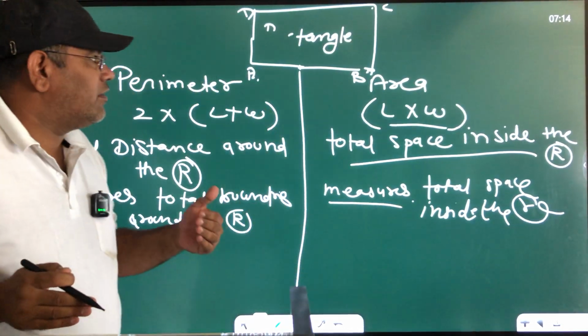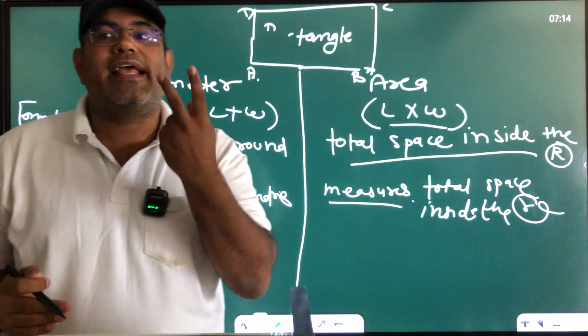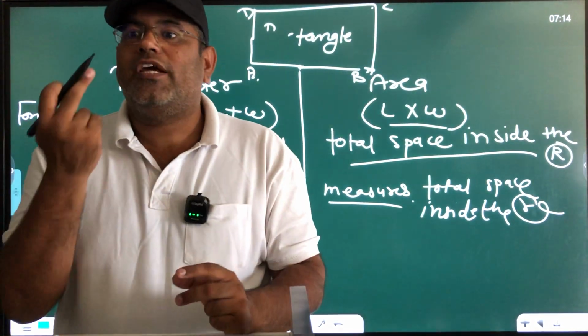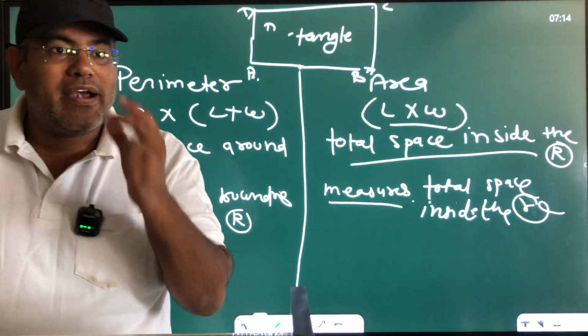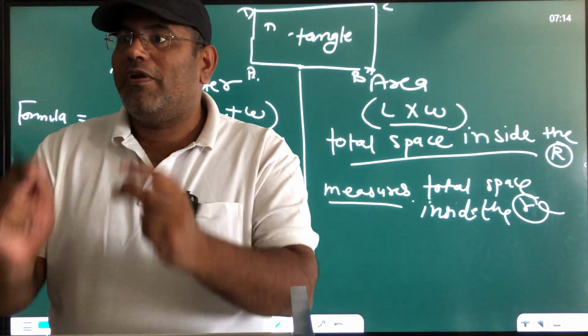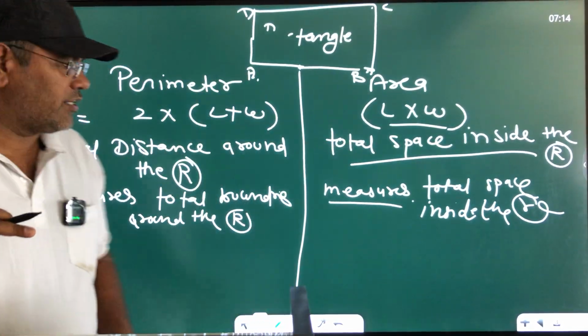Now I explain both topics with examples. We are separating examples by creating specific questions, which will help you to understand the major difference between perimeter and area of rectangles. Are you ready? Yes. Okay, let's start.